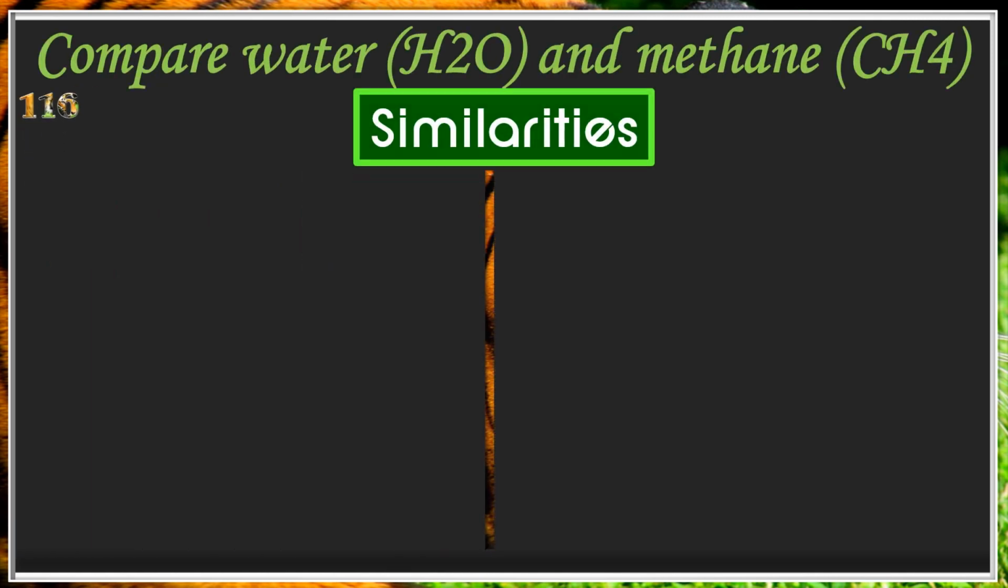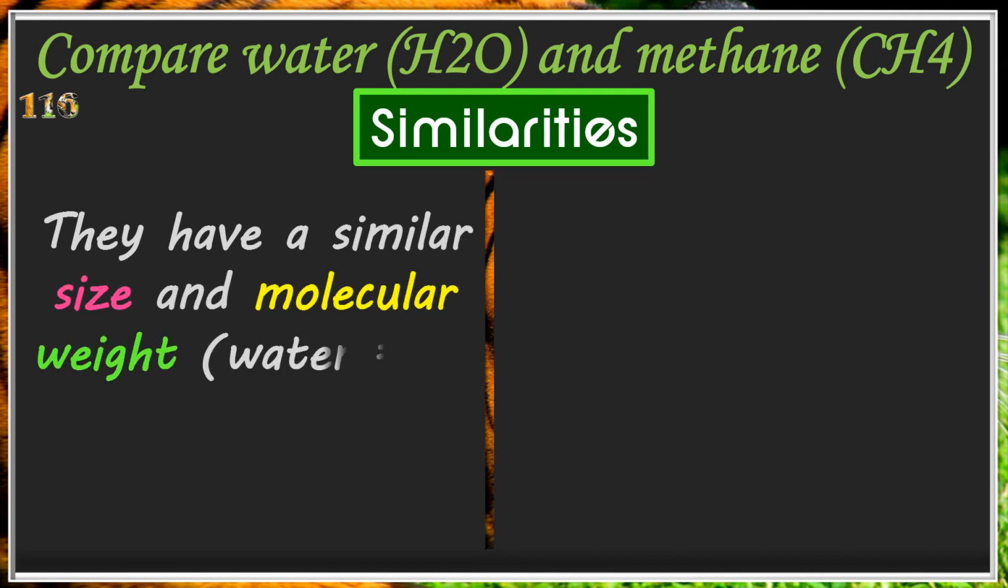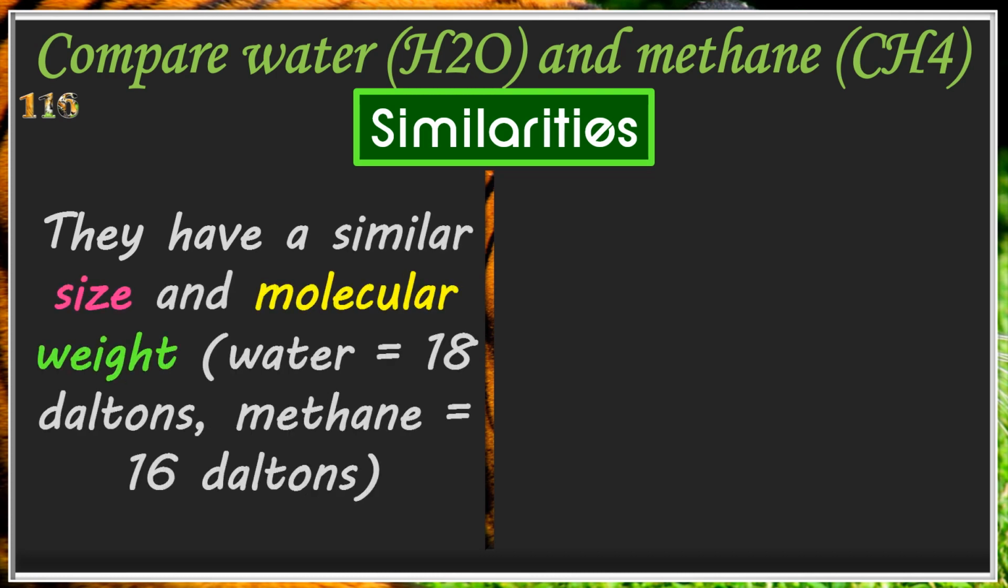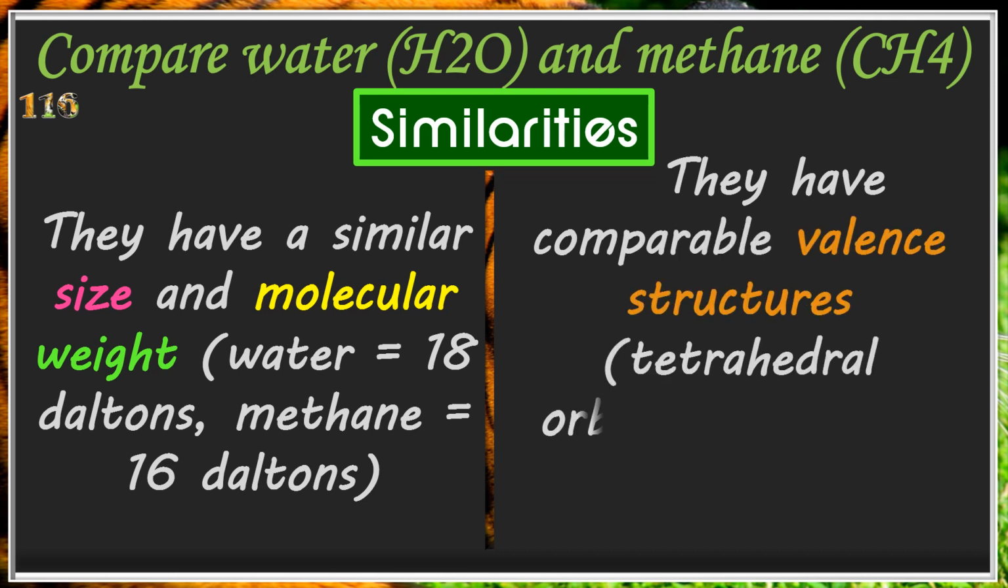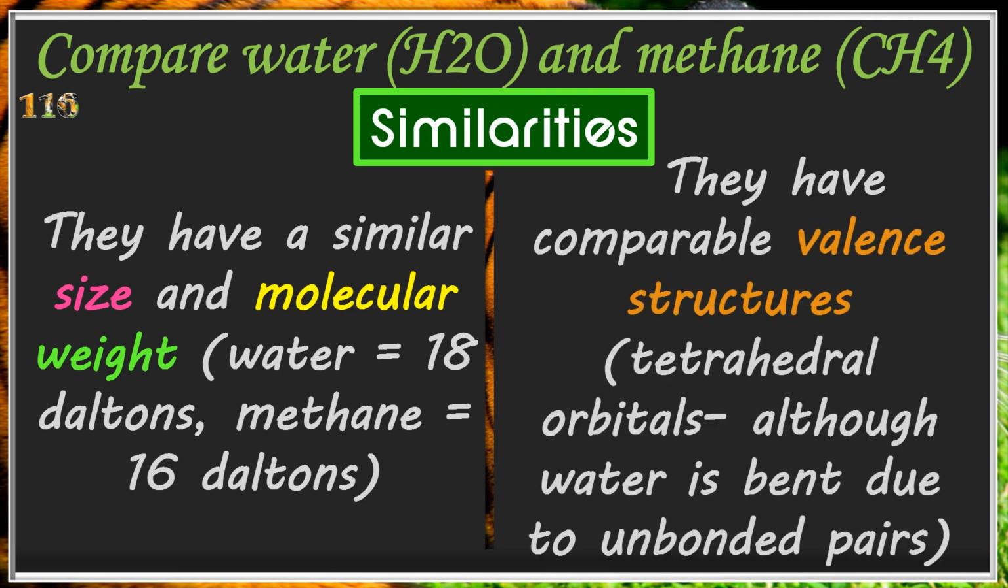Compare water and methane. We shall start with the similarities. They have a similar size and molecular weight. Water is 18 daltons. Methane is 16 daltons. They have comparable valence structure, that is tetrahedral orbitals, although water is bent due to unbonded pairs.